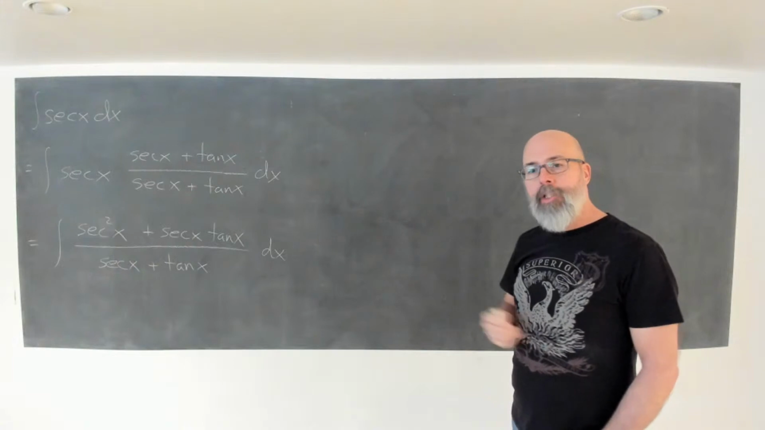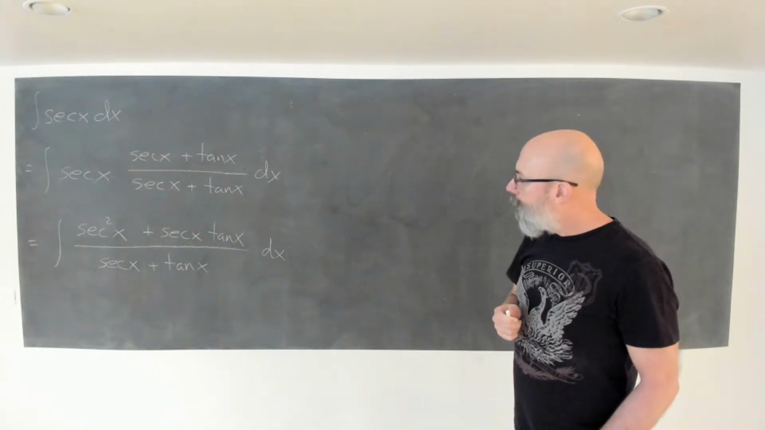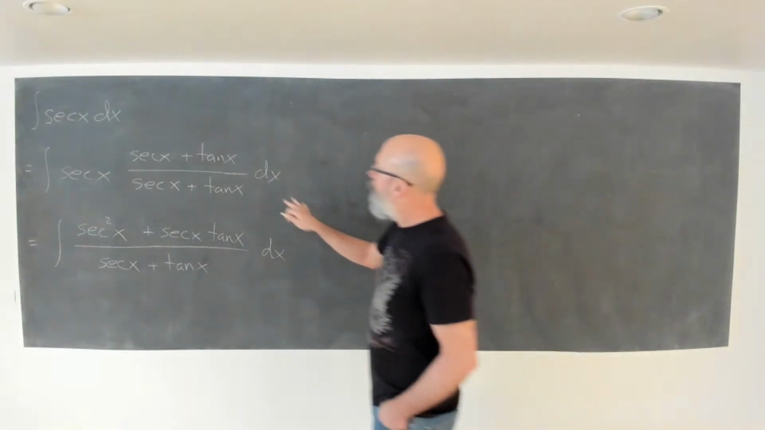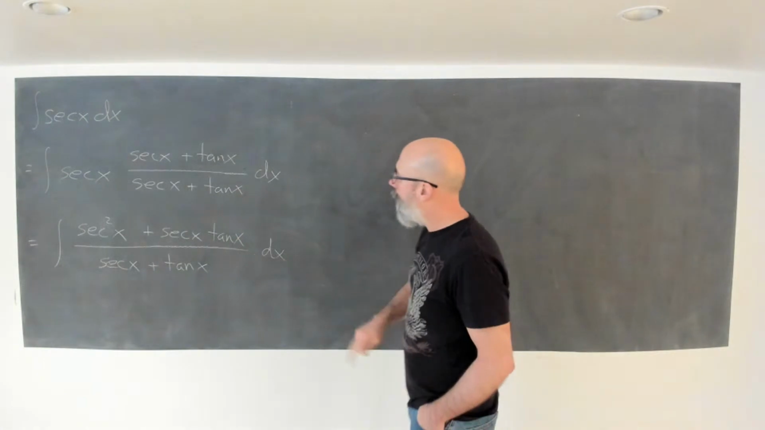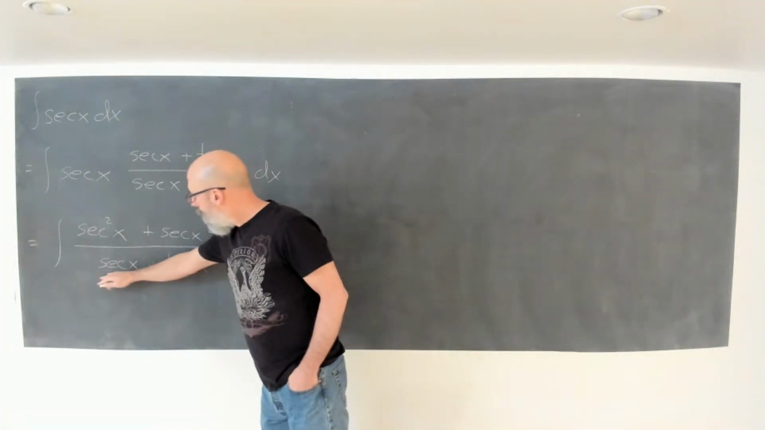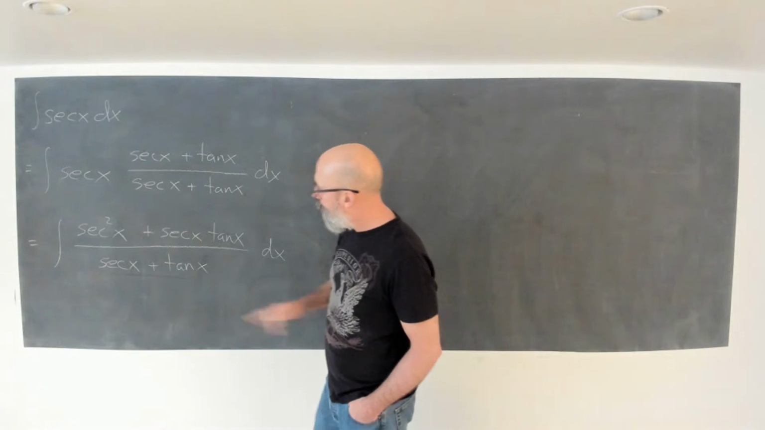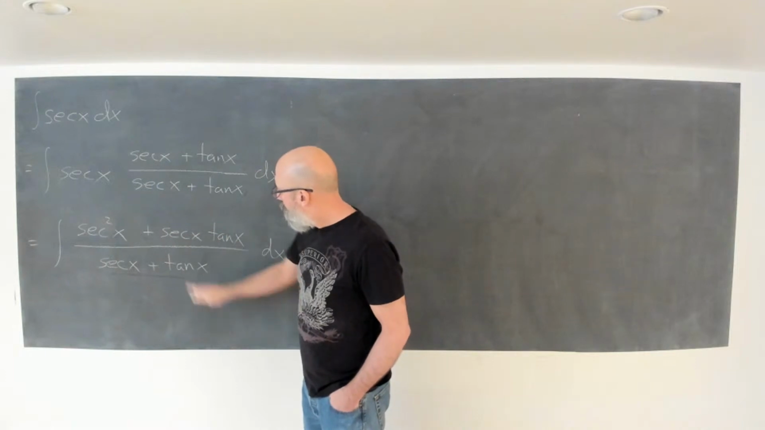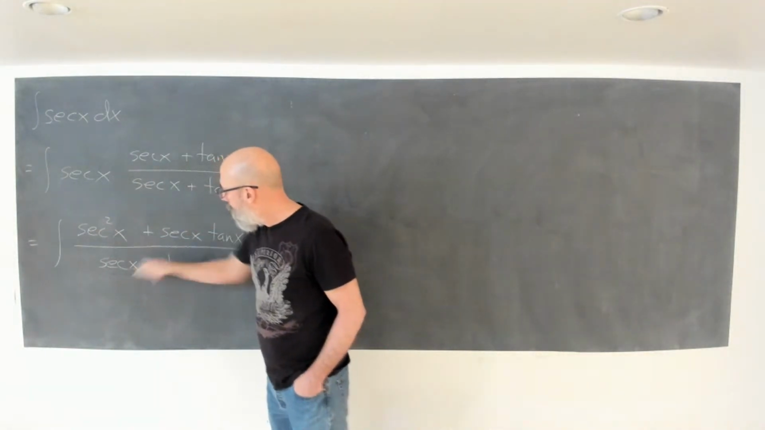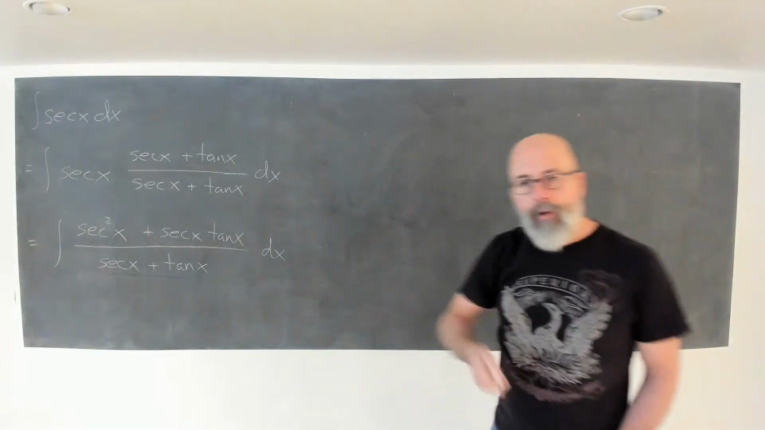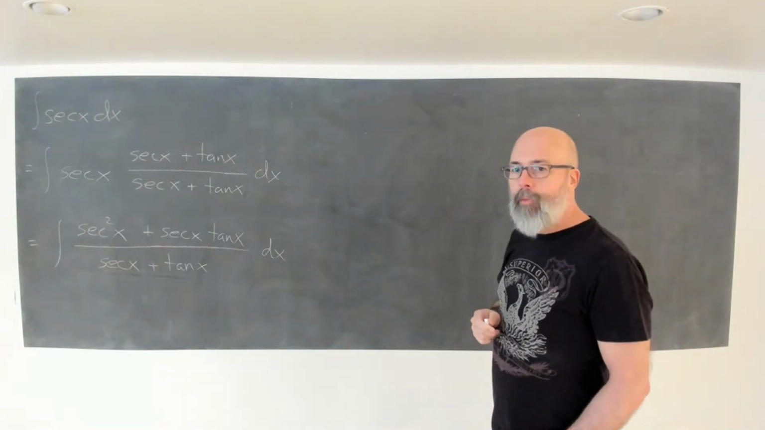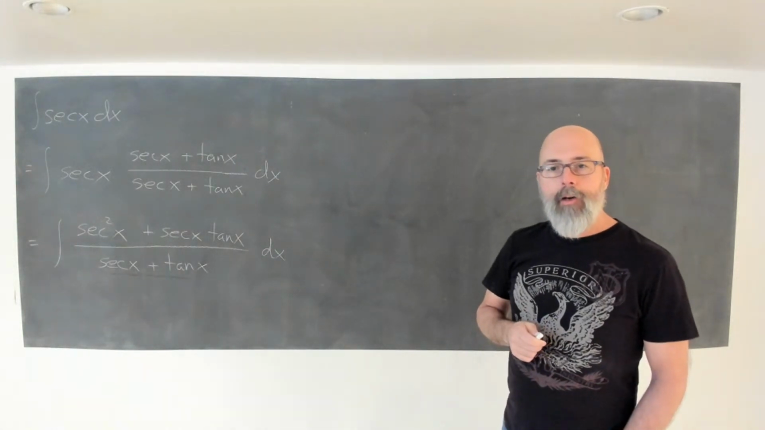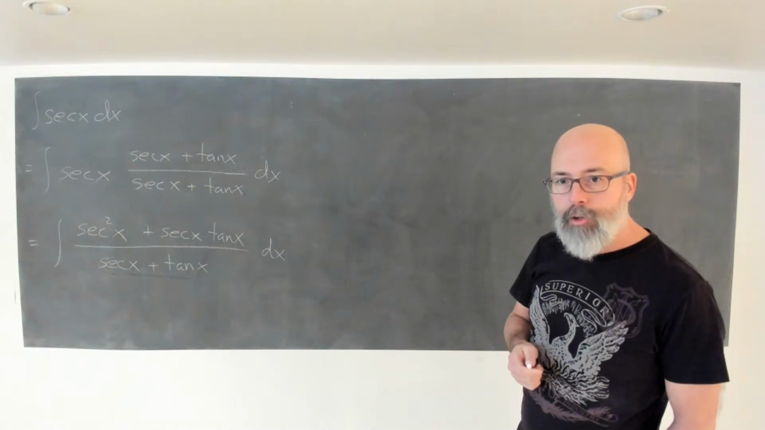And what do we notice? If you take a step back, it's not immediately clear what's happening and why this is a good thing to do. But you'll notice the derivative of the denominator: the derivative of secant is secant tan, and the derivative of tangent is secant squared. The numerator is the derivative of the denominator. So making a u substitution does the trick.